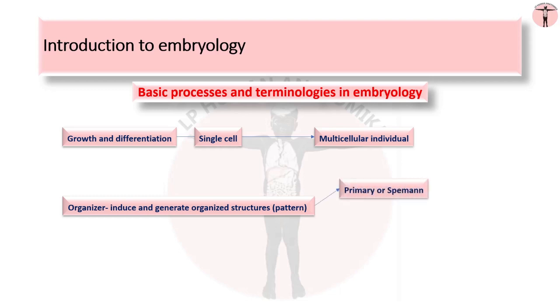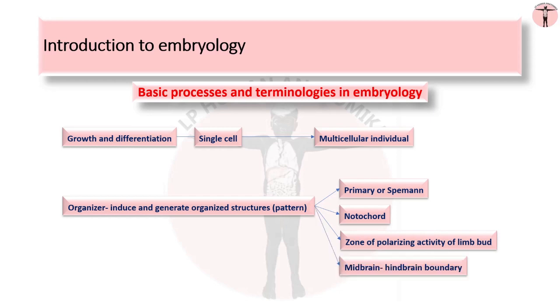The primary or Spemann organizer, also called Hensen's node in amniotes, the notochord, the zone of polarizing activity of the limb bud, and the mid and hindbrain boundary.